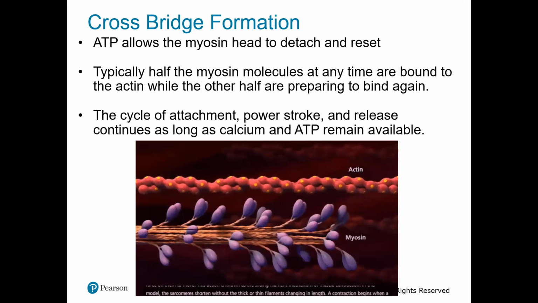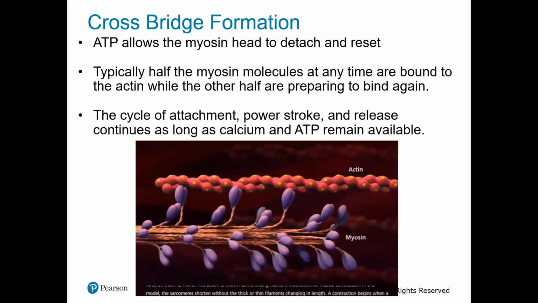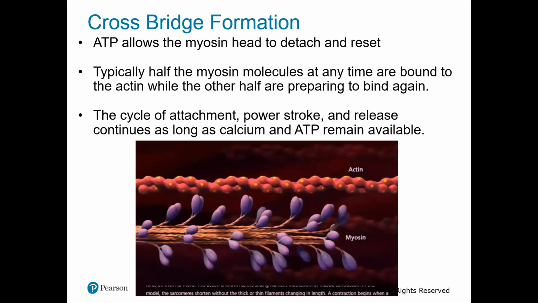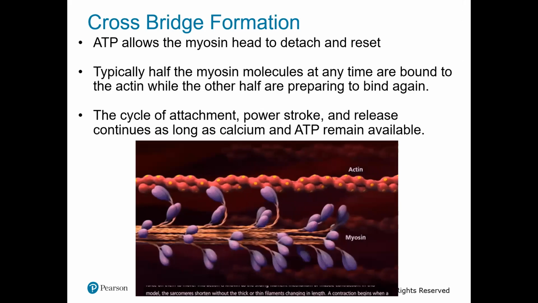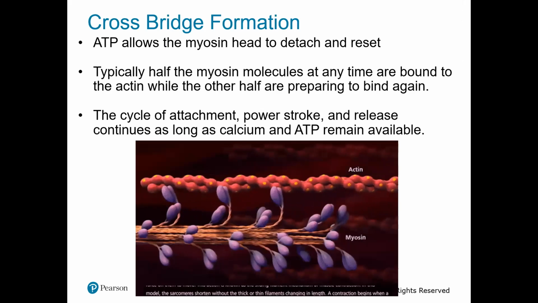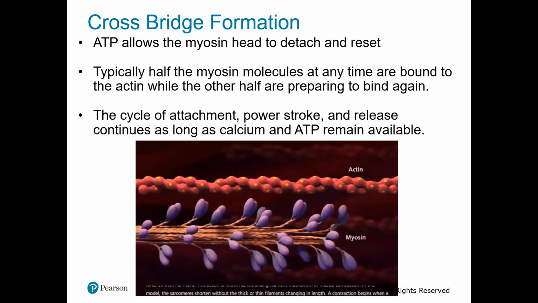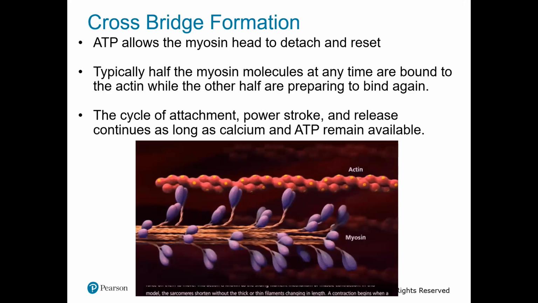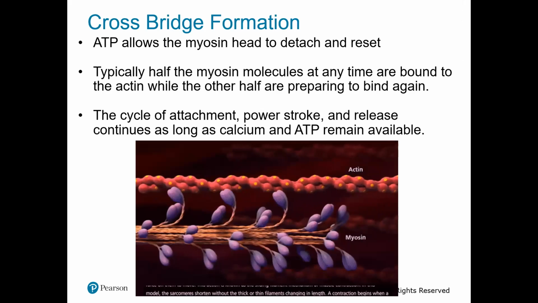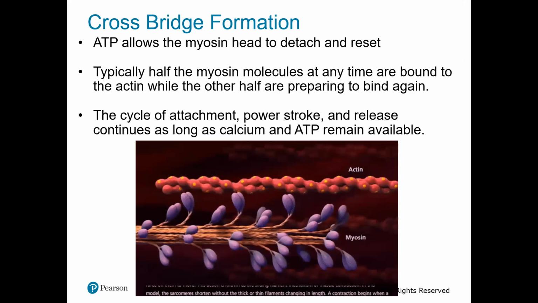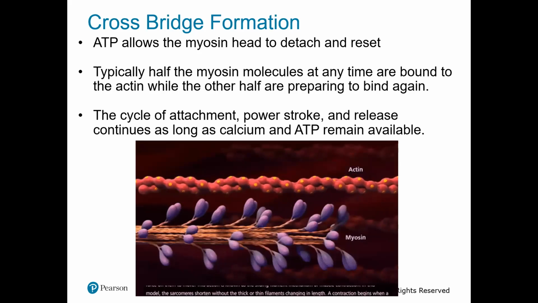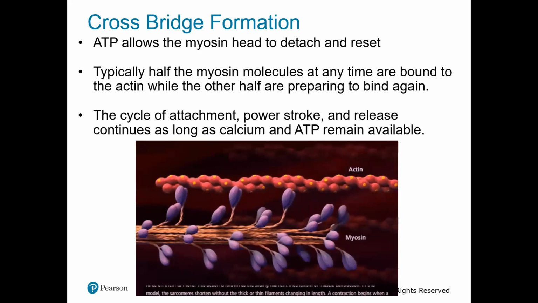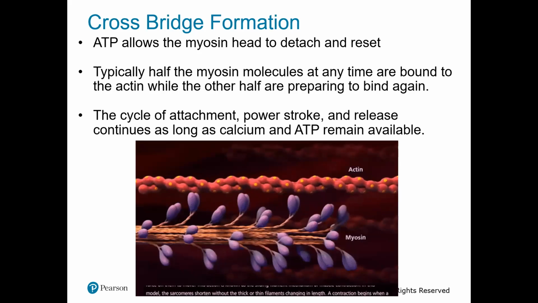Now, about half the myosin heads are contracting at any time. The other half are getting ready to contract. So each myosin filament, each thick filament, has about 300 myosin molecules in there, and it has 600 myosin heads, because they have two heads. So at any given time, about 300 myosin heads are contracting and the other 300 are getting ready to contract.